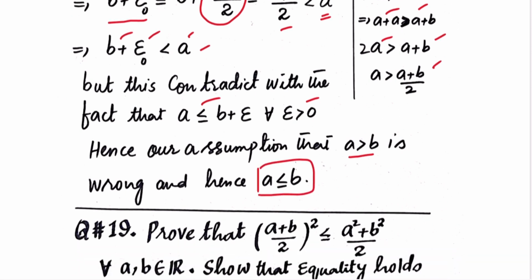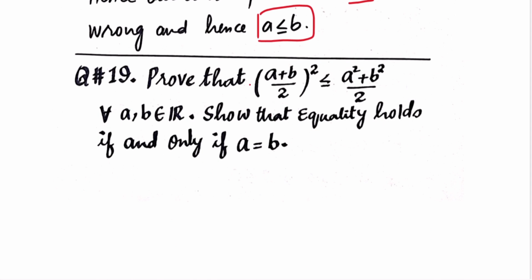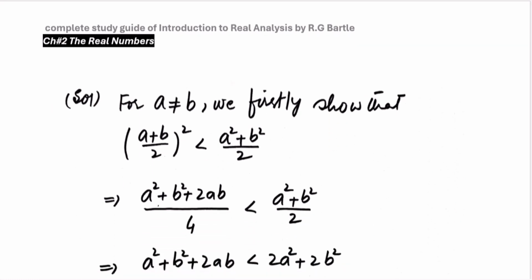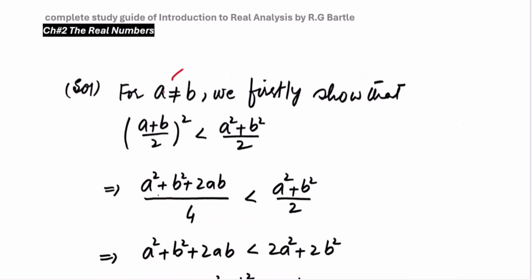Question number 19 is a very easy question. We have to show that this whole square is less than or equal to the sum of squares divided by 2 for all a, b belonging to R. Show that the equality holds if and only if both are equal. Firstly, we show that if a and b are distinct, that is, when they are not equal, this left hand side is less than this right hand side.